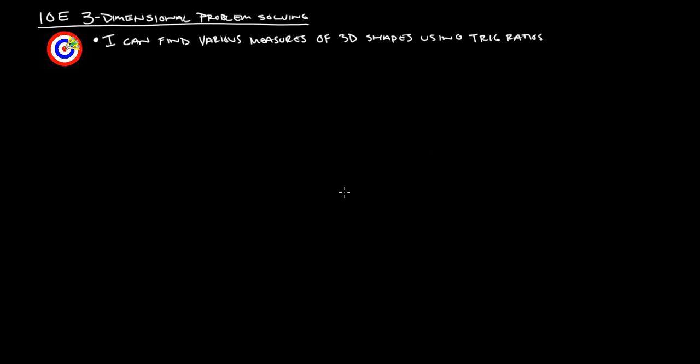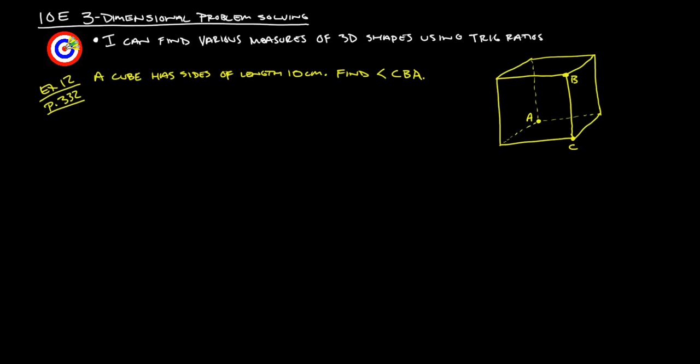I'm going to take you through the 10 E-notes on three-dimensional problem solving. At the end of this, you should be able to say that I can find various measures of 3D shapes using trig ratios. Alright, so let's jump straight into some examples.